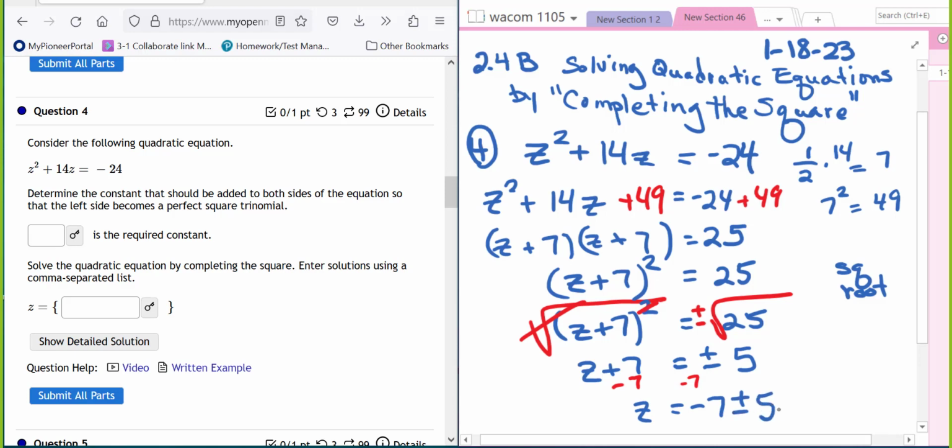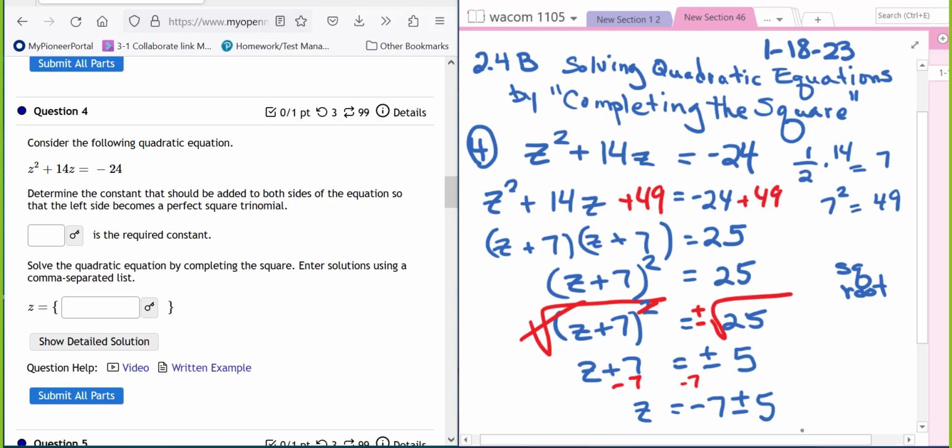Professor? Yes. When I was entering answers into the software, I noticed sometimes I'd have to write them in a very specific way, especially for these problems. I was wondering, is this how it's going to have to be entered every time? So you do the minus 7, plus 5, comma, minus 7, minus 5, or you don't do the plus? Because I couldn't figure it out.